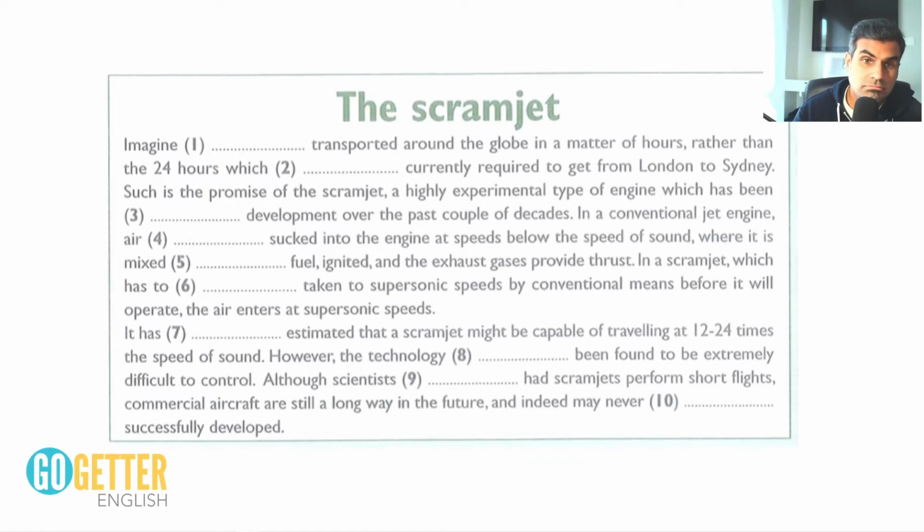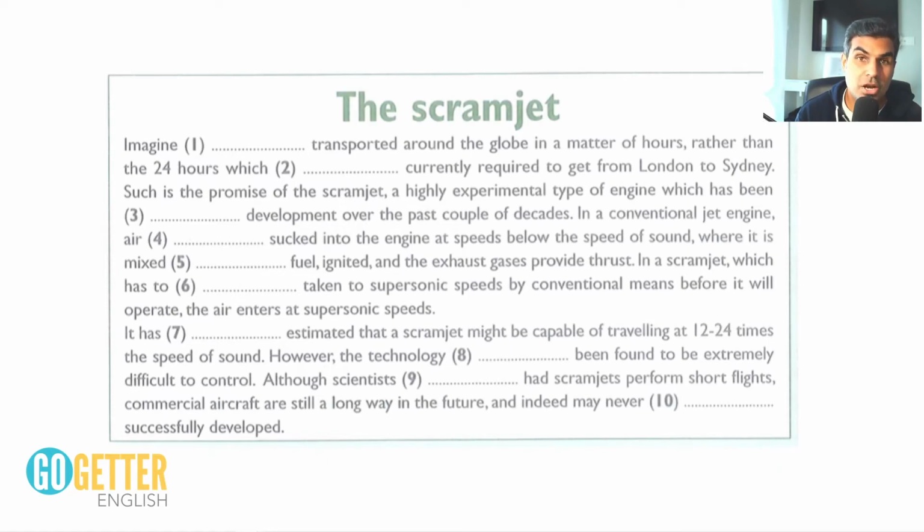Imagine blank transported around the globe. Now the first blank is already kind of a conundrum here. After verbs like imagine, where there's no actual subject, or consider, where we suppose the subject is you, after these two verbs, imagine and consider, you will always find a verb in an ing form, in the gerund form.